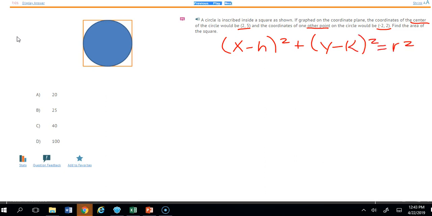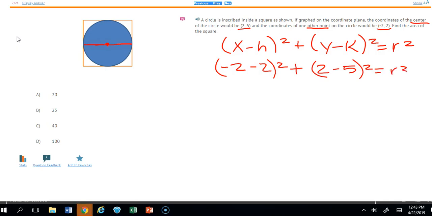So we're going to go ahead and populate this formula. We're going to find our r. It said to find the area of the square. So we need the radius right here, because if we have both radiuses, those two radiuses right there create a diameter, and that diameter will be the base of our square and the height of our square. So we're going to go, again, (-2 - 2)² + (2 - 5)².